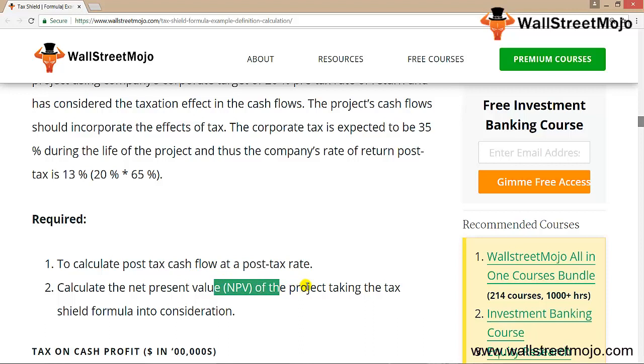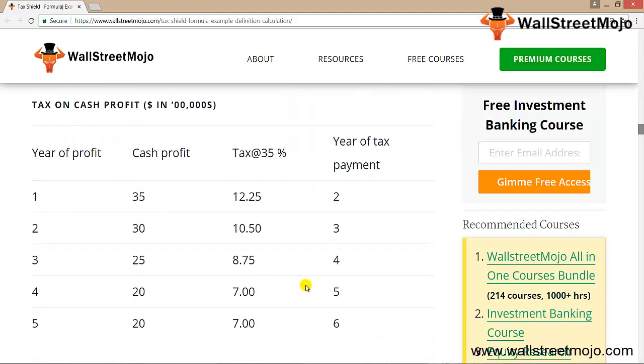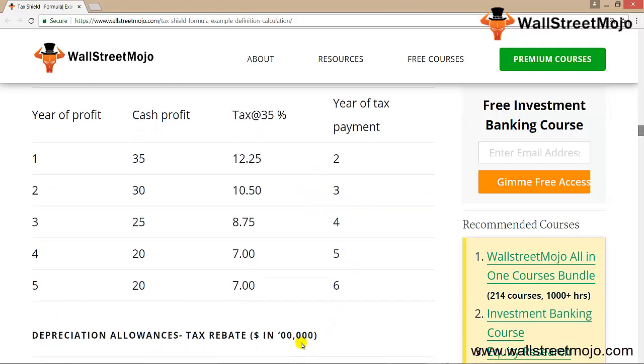So let's get into the nitty-gritty of the same and see what exactly the calculation is right in front of us. If we go down and see, we have a couple of details regarding year 1, the cash profits that we had in our table, the tax on these profits, and the year of tax payment that will be in year 2. So this will be paid in year 2, 3, 4, and so on and so forth. It will be the succeeding year.